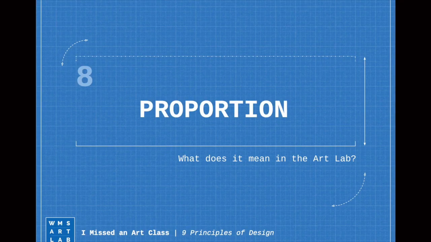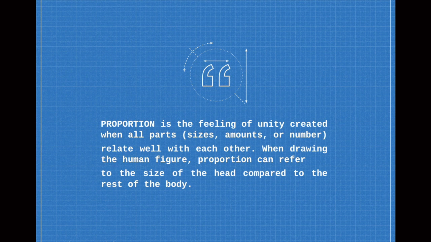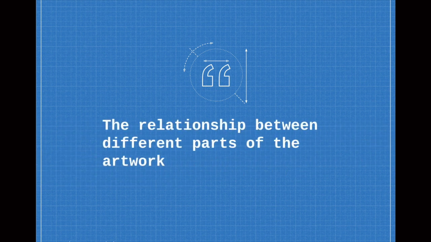Next is proportion. Proportion is the feeling of unity created when all parts, sizes, amounts, or number relate well with each other. When drawing the human figure, proportion can refer to the size of the head compared to the rest of the body. We said it's the relationship between different parts of an artwork.